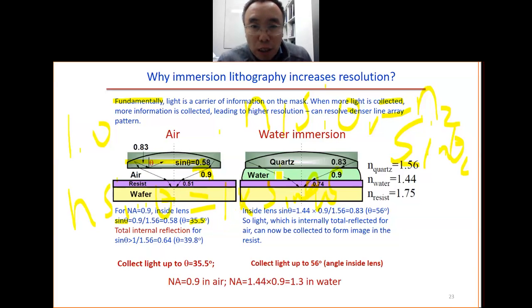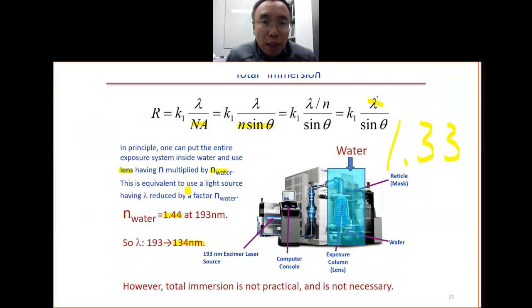So when we have the water, we do some similar calculation. So sine theta inside this angle here is given by 1.44 times 0.9, divided by the index of 1.56, which gives 56 degrees. So the light up to 56 degrees can be collected. So obviously, when we put the water, we collect more light. So that's why we get a better resolution. So this is some fundamental physics. But if you do not want to go into the physics, you can just consider this formula, and you get the same conclusion.